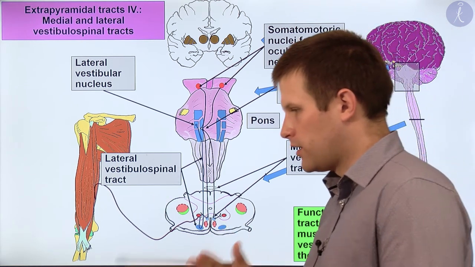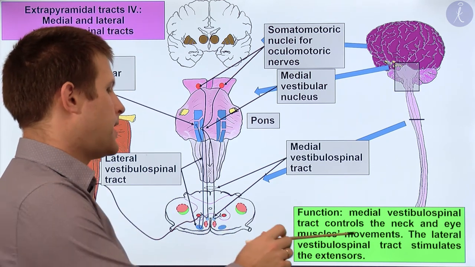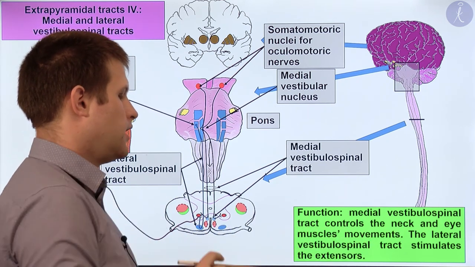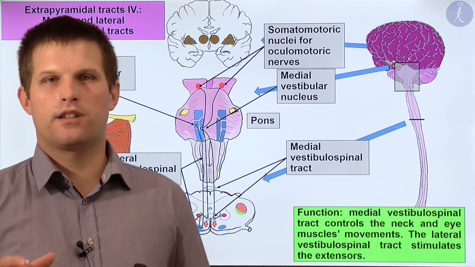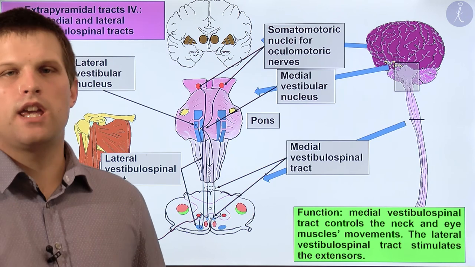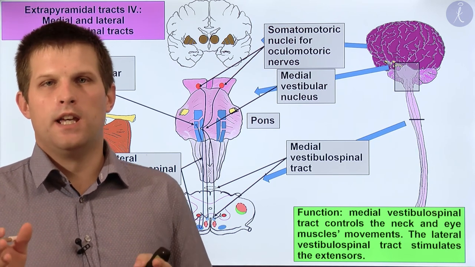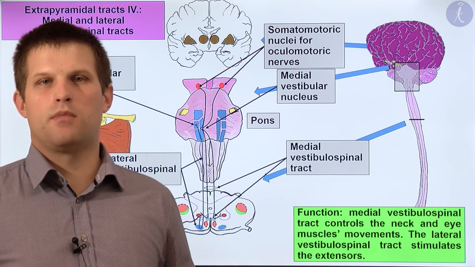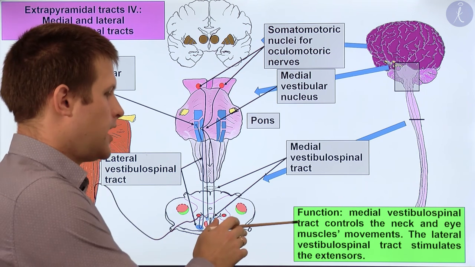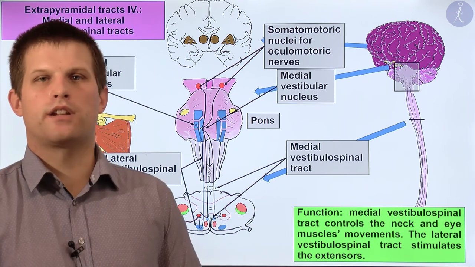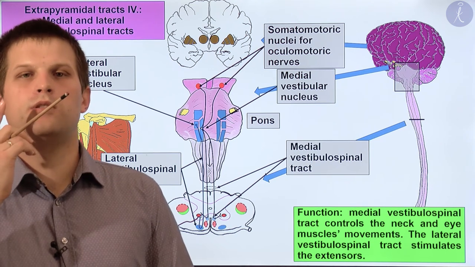These tracts all together control the muscles. The lateral one especially activates when we fall, or practically during falling, when I try to save my head from a hit. So practically we sometimes explain that way, they activate the anti-gravity muscles to not collect any injury. Meanwhile, the medial vestibulospinal tract controls the neck muscle movements and eye muscle movements.